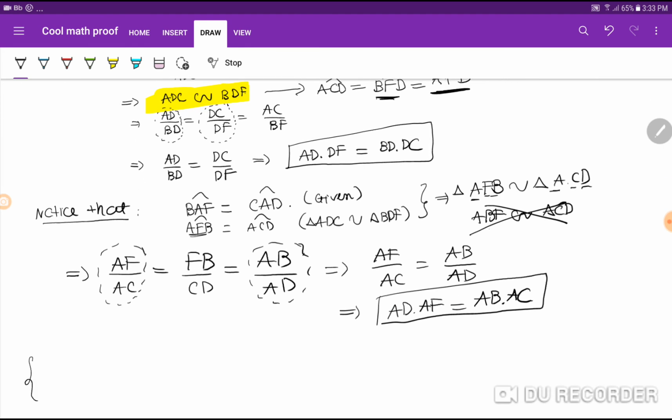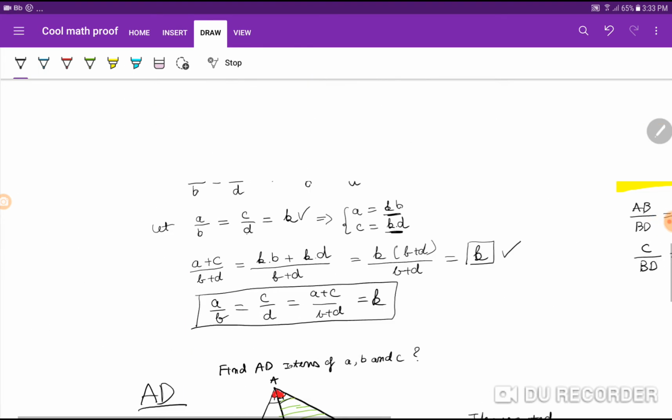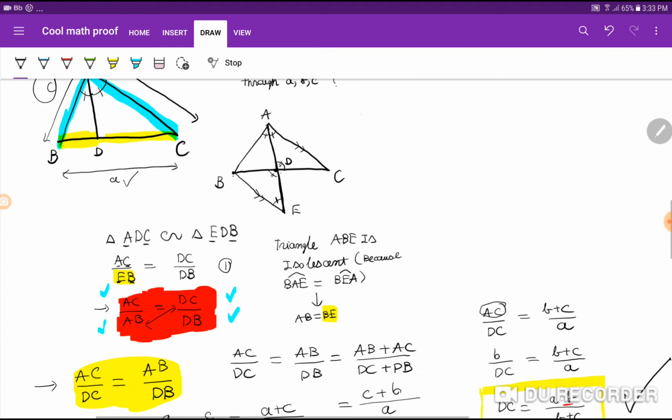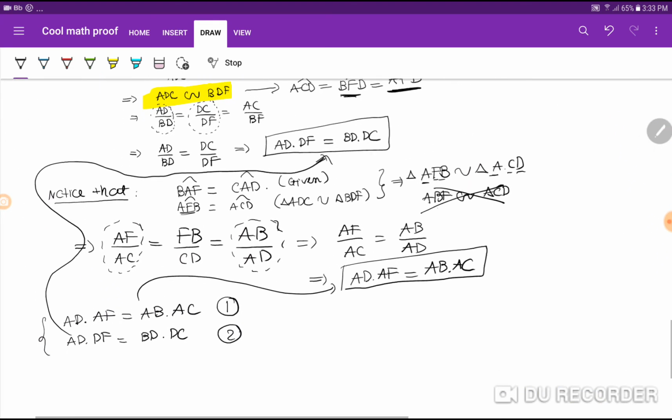Let's summarize our clue right here. We have AD times AF equal to AB times AC. Let's label this one, and then AD times DF equal to BD times DC. Let's label this 2. This is from here, and this one is from here. Oh, and if you guys didn't know why I got that, please go back and watch my previous video, okay? I walk you guys through this from the beginning, okay?